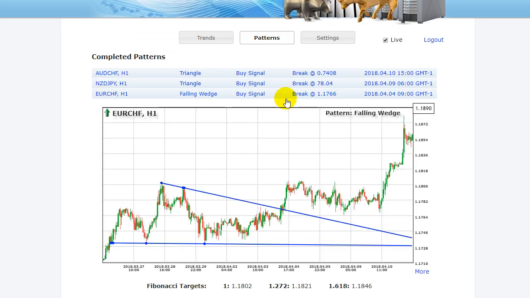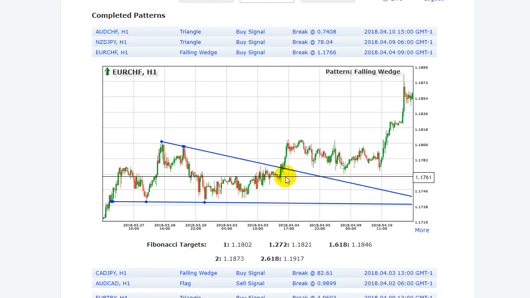Euro CHF falling wedge buy signal on the 4th, which is here. So price breaks out at 1766. We get as high as 1804, which is already target 1. Okay, so you've already made some money. You made 45 pips on this trade so far.